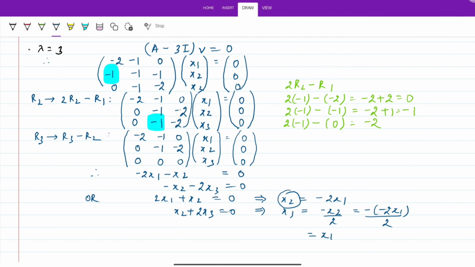Therefore, the eigenvector corresponding to lambda equal to 3 is given by v3 is equal to x1, comma, x2 is negative 2 times x1 and x3 is equal to x1, where x1 is a real number. If we put x1 as 1, we get v3 is equal to 1, negative 2, 1. So that is the eigenvector corresponding to the third eigenvalue lambda equal to 3.